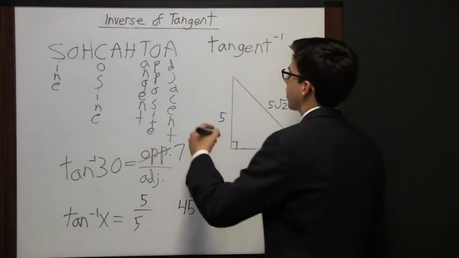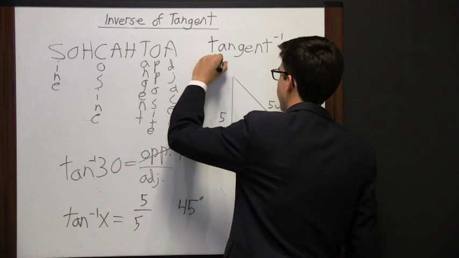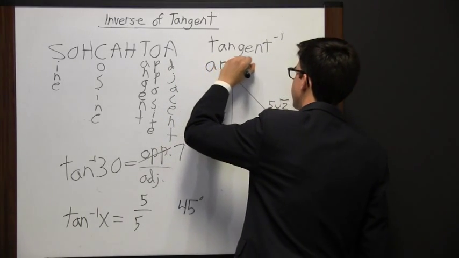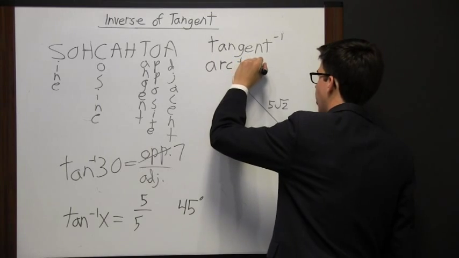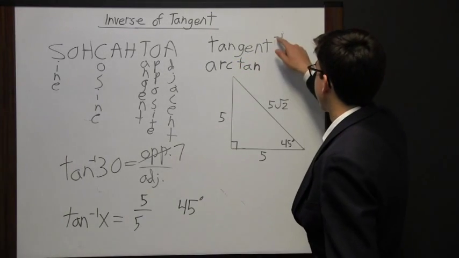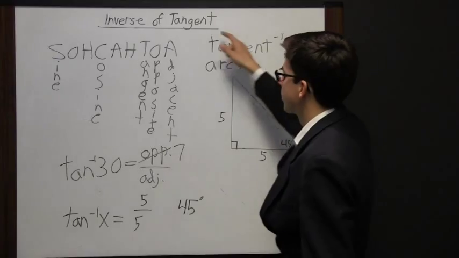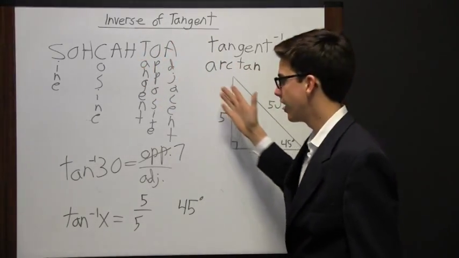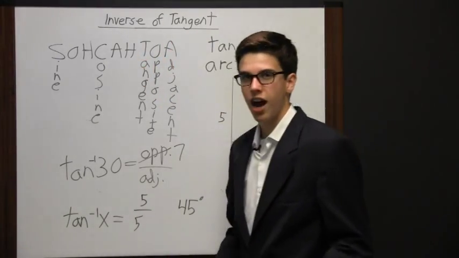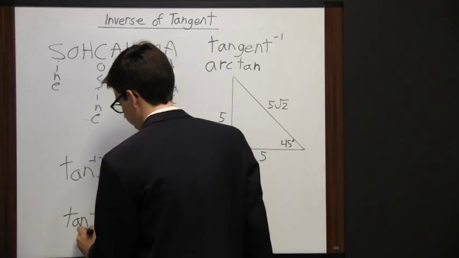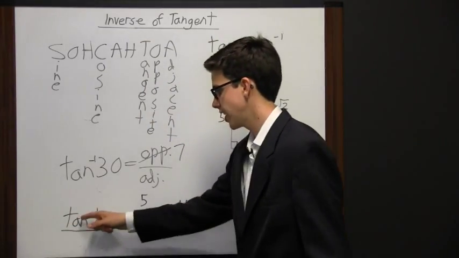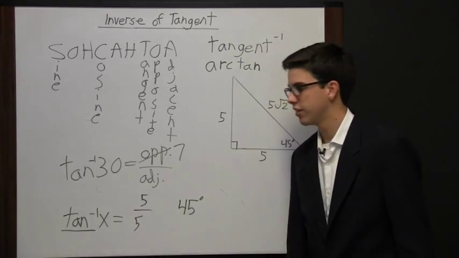Another way some people write inverse of tangent is like this, ARCTAN, which stands for arctangent. But some people write it the long way like that with an exponent of -1. Some people write inverse tangent. Some people write inverse of tangent. But the most common and simple way is like this right here with the abbreviation for tangent of TAN with an exponent of -1.